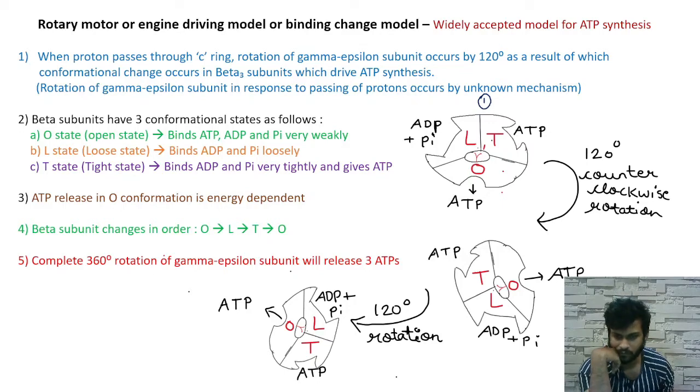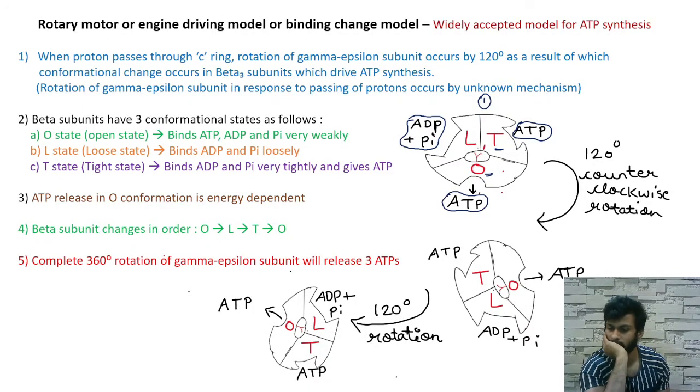So if this is L, here T and O. L means ADP and inorganic phosphate will bind loosely. T means ATP will bind tightly. And in open state, ATP will be released. So in 120 degree rotation, the first ATP is going to be released.